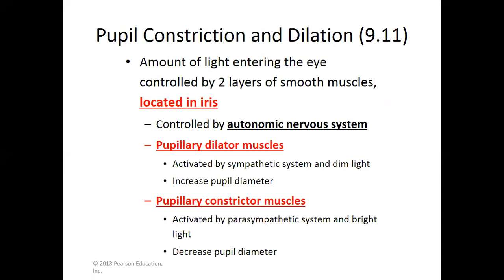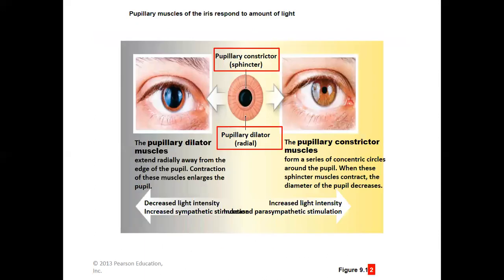They're activated by two different autonomic nervous systems. The dilator muscles are stimulated by the sympathetic nervous system, and the constrictor muscles are stimulated by the parasympathetic nervous system. So this is what I want you to do.